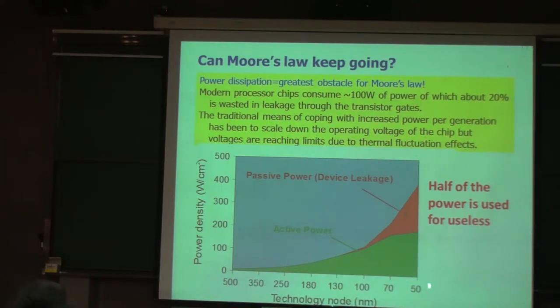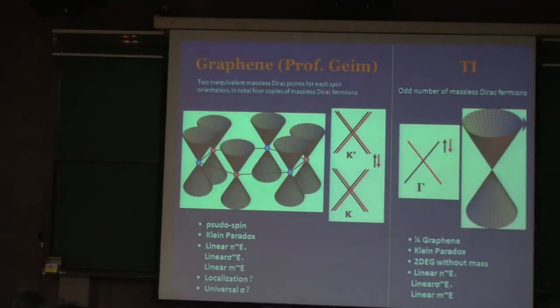For the 50 nanometer transistor, you can see the red part is the passive power consumption, almost equal to the active power consumption. So it means half of the electricity we use for running the computer or the chip is used for nothing useful. So if we can use this kind of idea without any band scattering, then we can at least significantly reduce this passive power, and that can save a lot of energy. So this is one of the implications in the application.